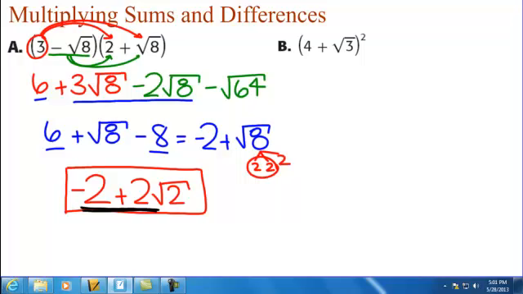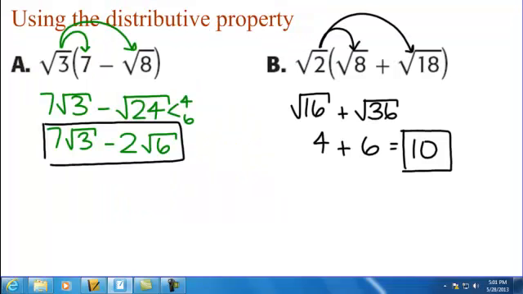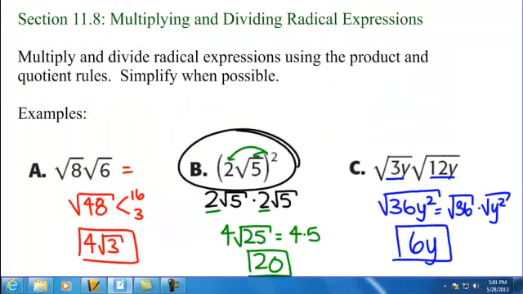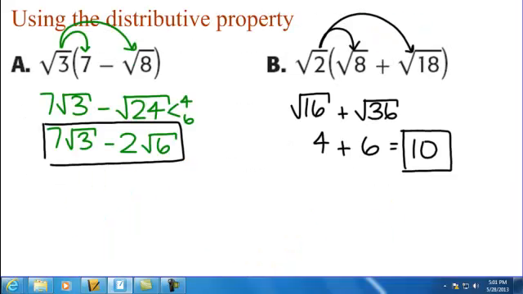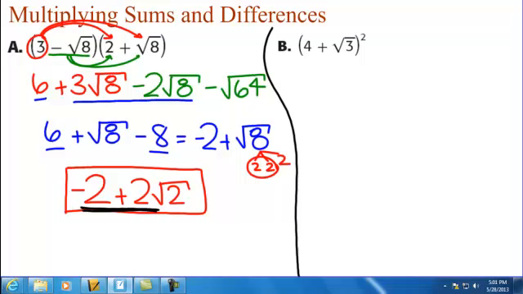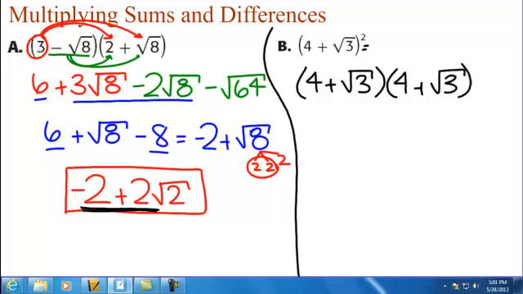For part B, we cannot distribute. This does not work. It only works for multiplication. So this one here, multiplication. With addition, we cannot just distribute its parts. What this is telling us is that you have 2 of these things. I have 4 plus root 3 times another 4 plus root 3. So give this one a try on your own. Make sure that you can double distribute correctly and simplify correctly. Pause the video and then check your answer with mine.